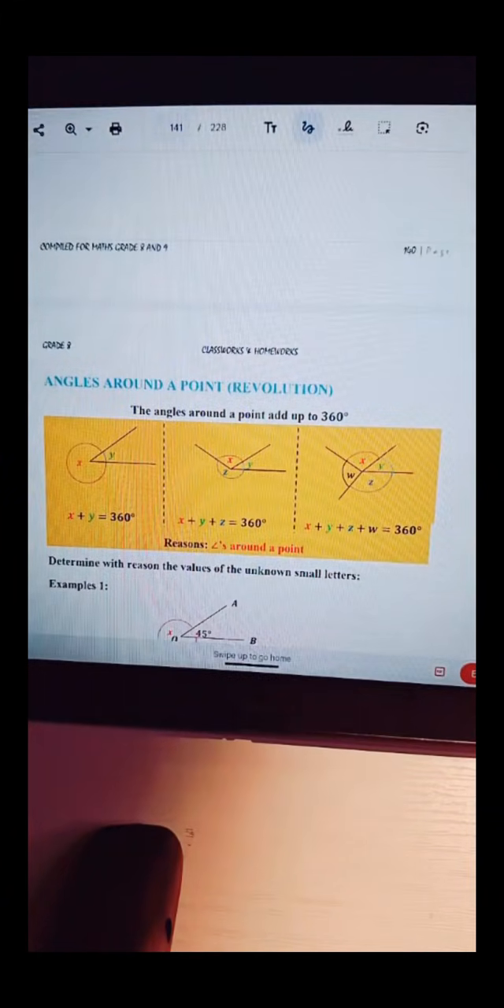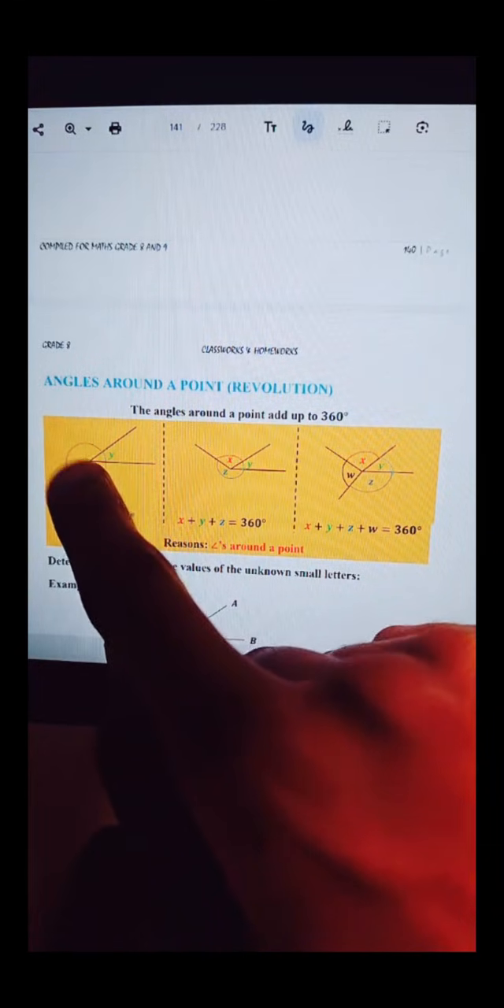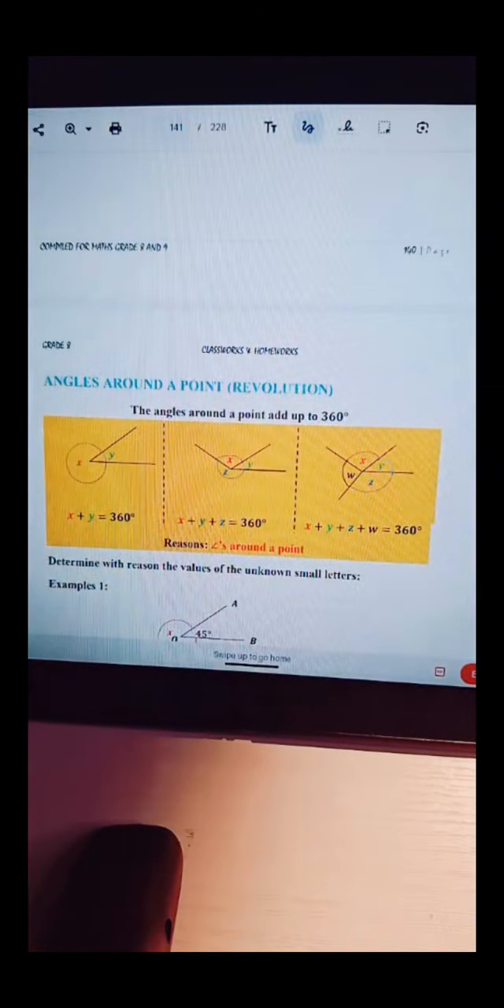In other words, a circle. They are around a point. They are adjacent angles, so y and x are next to each other. They are around a point. The point we are talking about is the vertex. They go around the whole way through. That's why we say equal to 360 when we add them.